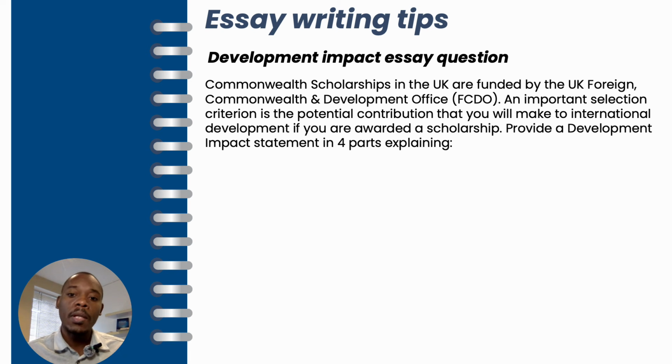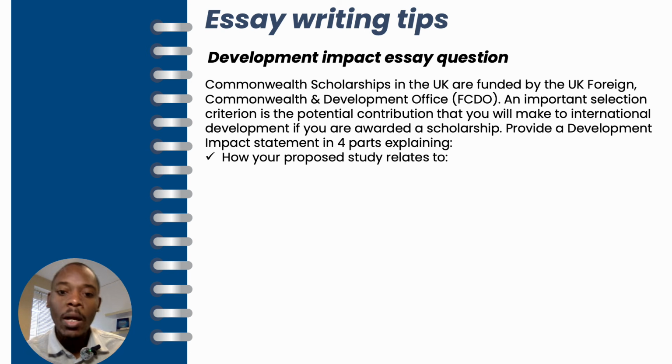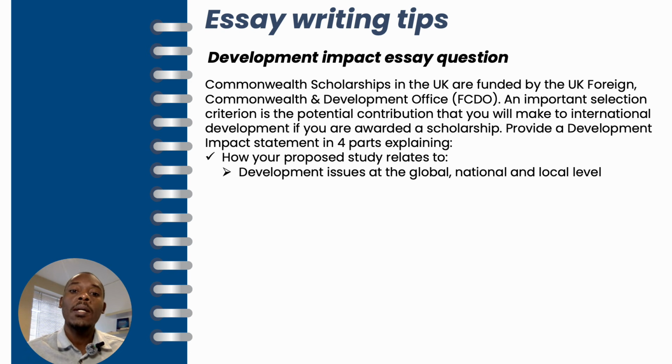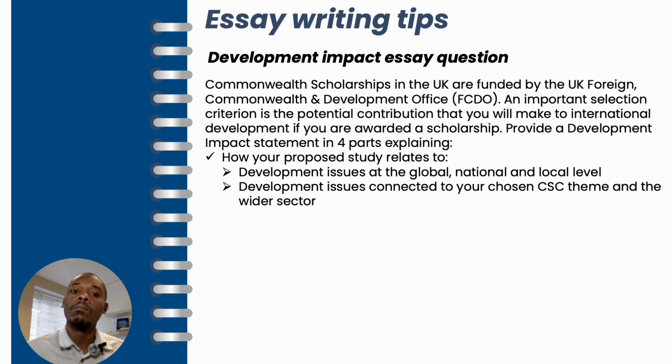So the Commonwealth scholarships are funded by the FCDO. An important selection criterion is the potential for you to contribute to international development if you are awarded the scholarship. So provide the developmental impact. In 4 parts, you are going to explain how your proposed study relates to 1, developmental issues at either global, national, or local level. 2, developmental issue connected with the chosen CSC theme. That's why I mentioned that you need to select 1 Commonwealth scholarship theme and the wider sector.